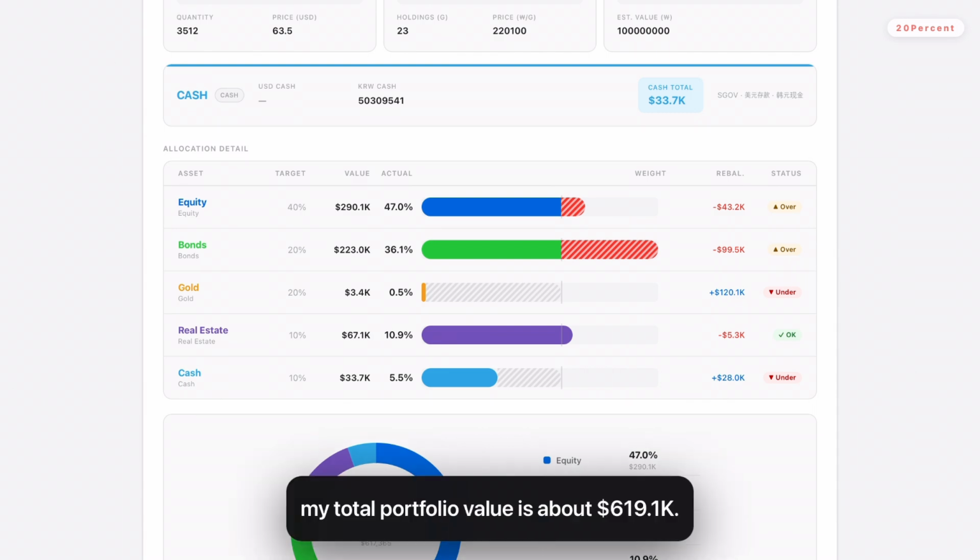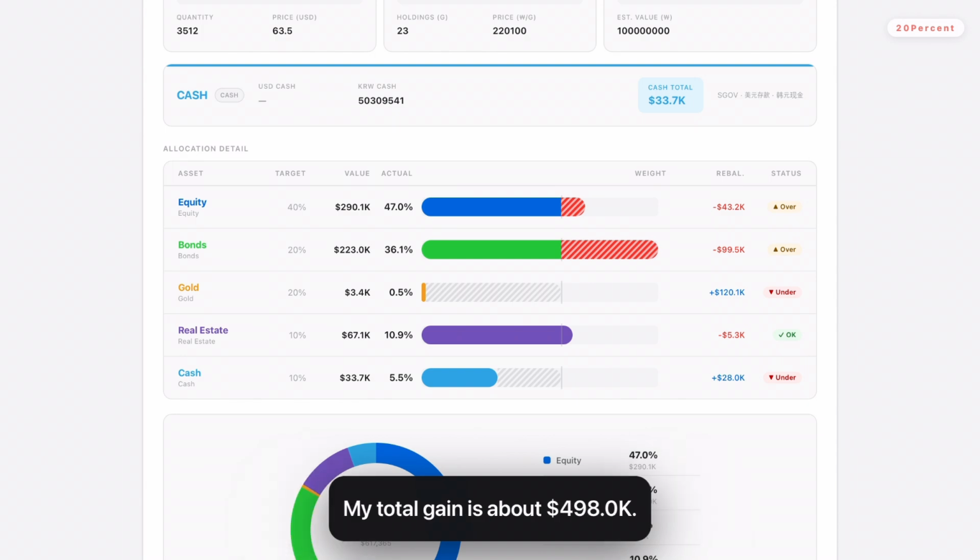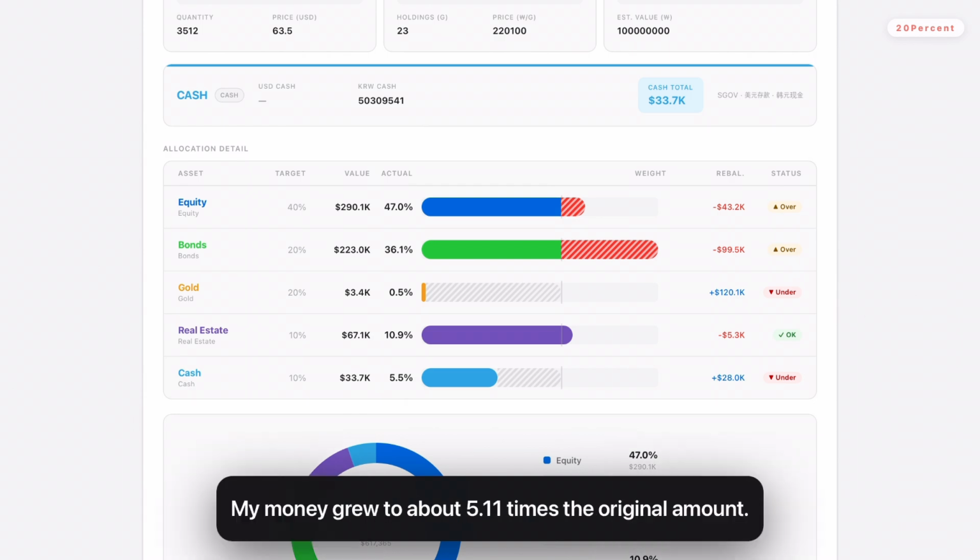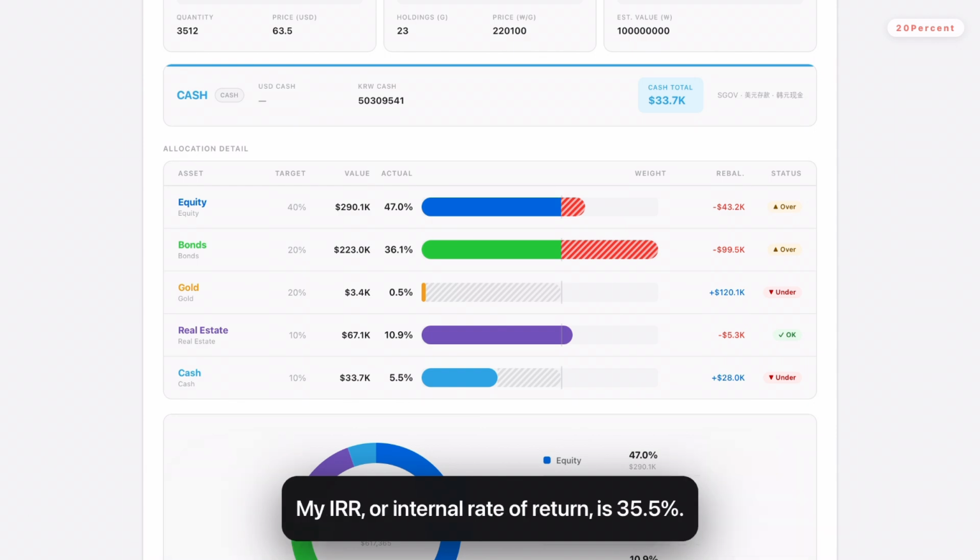And now, my total portfolio value is about $619.1 thousand. My total gain is about $498.0 thousand. My simple return is about 411%. My money grew to about 5.11 times the original amount. My IRR, or internal rate of return, is 35.5%.